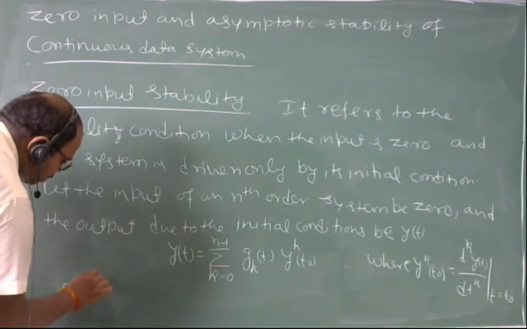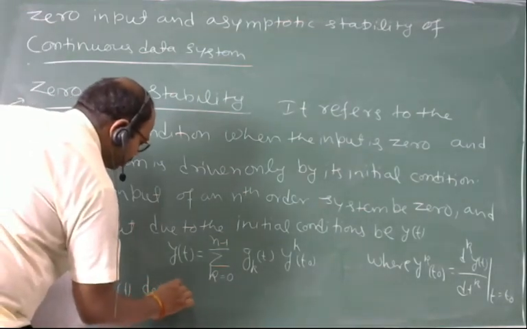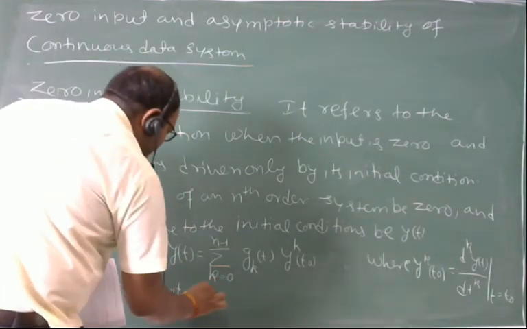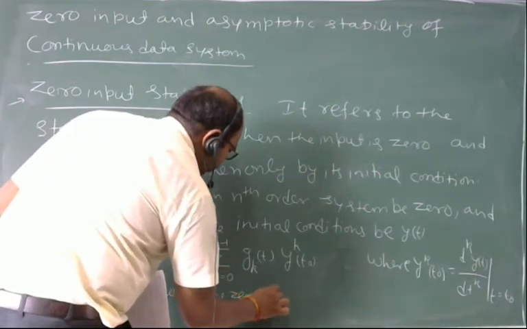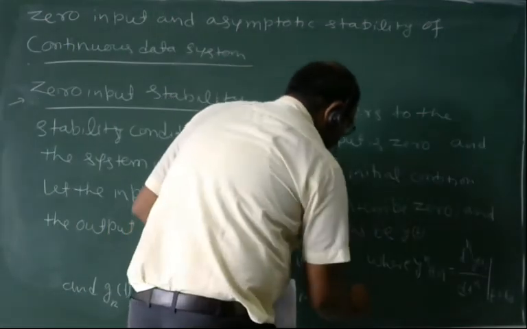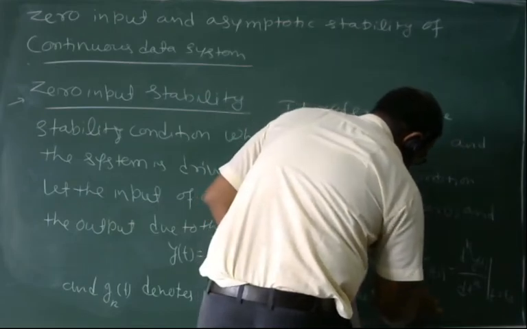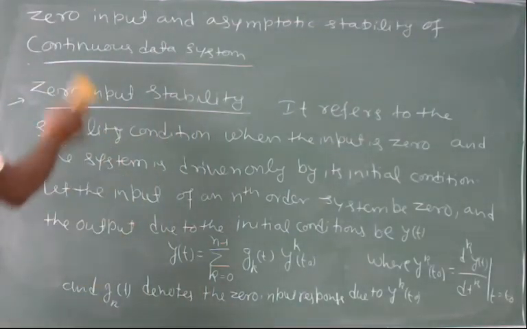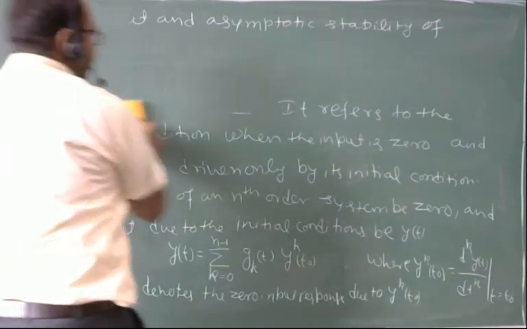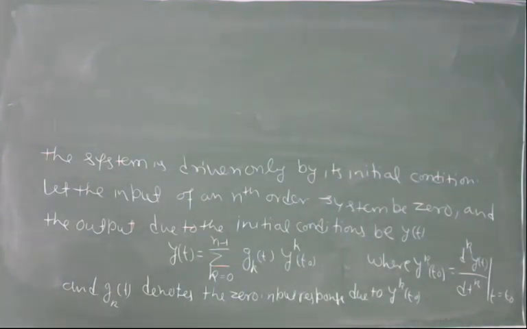And g_k(t) denotes the zero input response due to y^k(t0). So y^k(t0) is the kth derivative of y(t) when t equals t0, and g_k(t) is the zero input response due to y^k(t0).